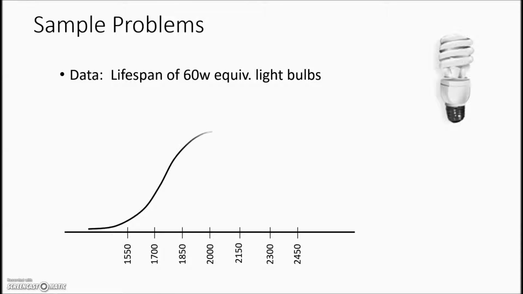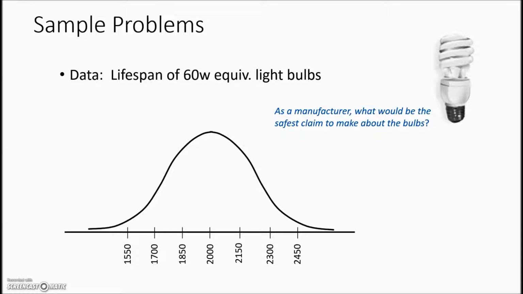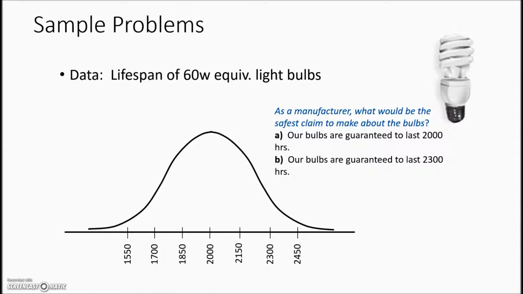Here's another example. We have lifespans of a 60-watt light bulb. It's normally distributed. The question asks, what would be the safest claim to make about the bulbs? Our bulbs are guaranteed to last 2,000 hours. Our bulbs are guaranteed to last 2,300 hours. Or our bulbs are guaranteed to last 1,550 hours.